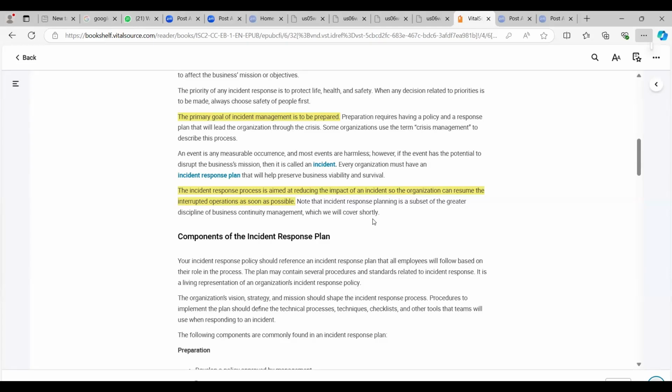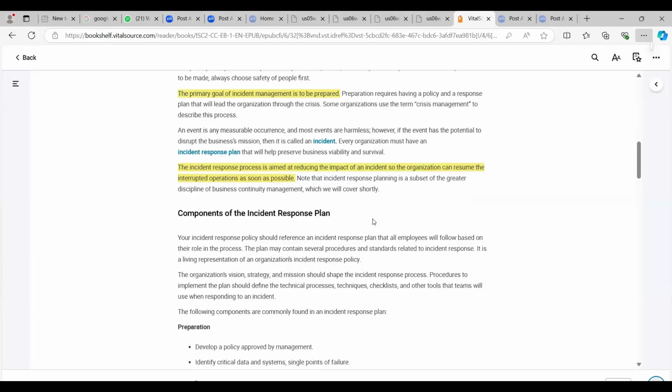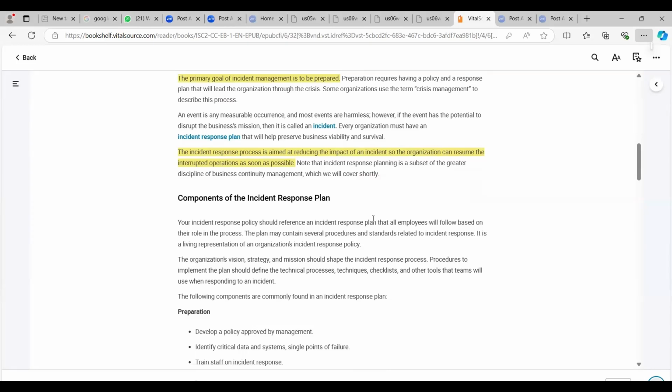So some organizations use the term crisis management to describe this process. An event is any memorable occurrence, and most events are harmless. However, if the event has the potential to disrupt the business mission, then it is called an incident. So every organization must have an incident response plan that will help preserve business viability and survival. Because that's the reason why you want to have the plan in place. If any unexpected incident occurs, what are we going to do to fight it?